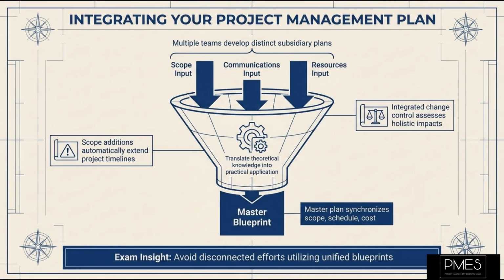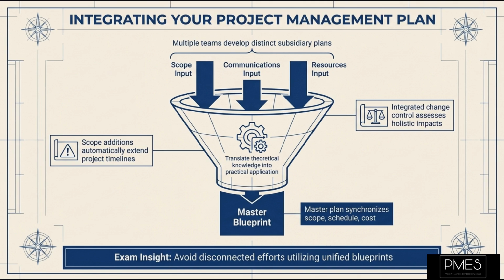This is where the rubber meets the road, where theory transforms into practical application. Consider the vital process of developing the project management plan. This plan is not created in isolation, it is the ultimate integration of all subsidiary plans. For instance, your scope management plan, schedule management plan, and cost management plan are developed by different teams or individuals. These are your subsidiary plans. The project management plan then takes these individual plans and ensures they align perfectly.